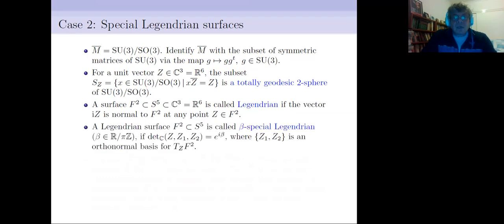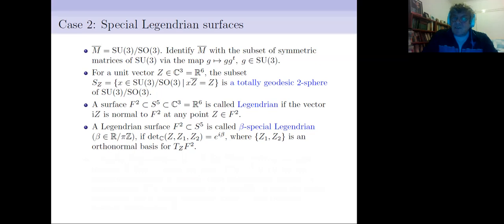Right, and then in these Legendrian surfaces, we have a subclass of so-called special, beta-special Legendrian. And beta here is a number. It's a number from 0 to pi, or strictly speaking, from this circle, right?